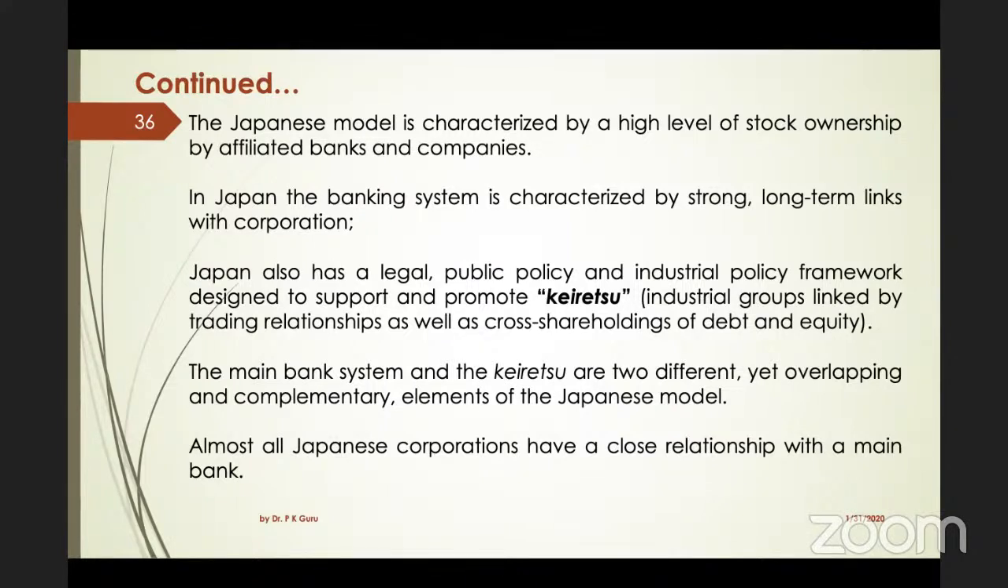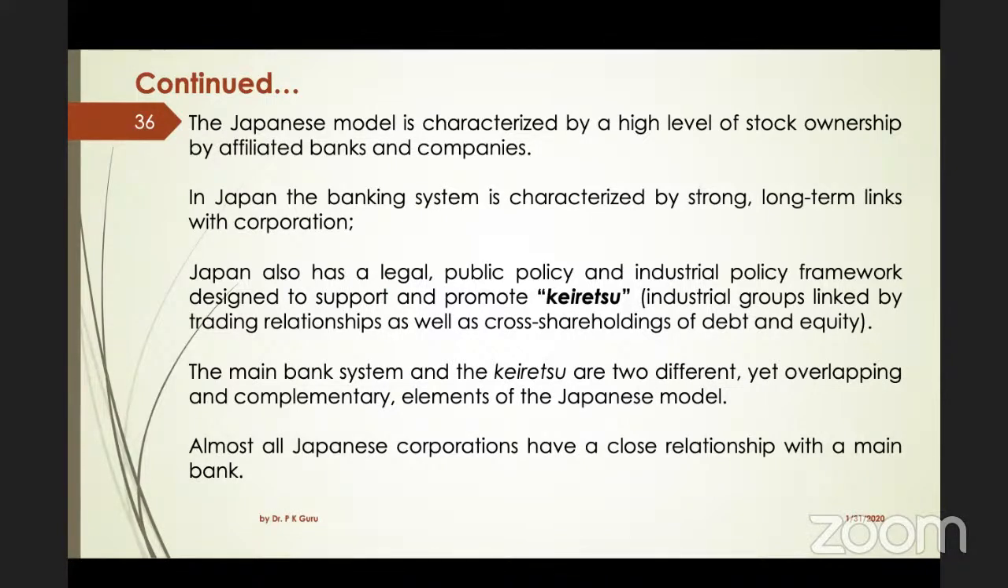In Japan, the banking system is characterized by strong long-term links with corporations. Japan also has a legal, public policy and industrial policy framework designed to support and promote keiretsu, industrial groups linked by trading relationships as well as cross shareholdings of debt and equity. Any two industrial groups having a trading relationship can have cross shareholding of debt and equity. It is termed as keiretsu. By that, a corporation is allowed to invest or hold shares in another corporation. In America and in India, this is not possible.